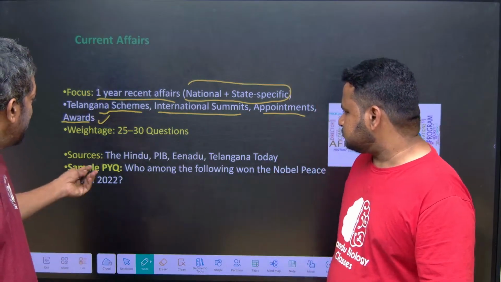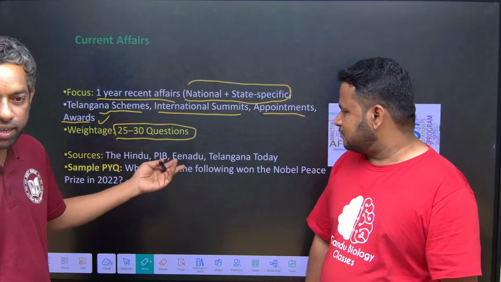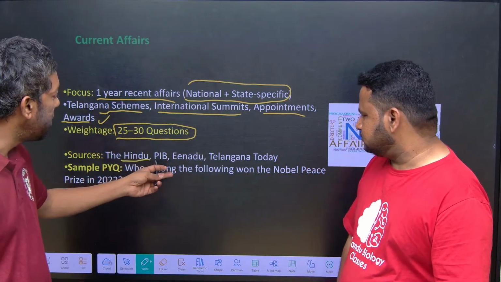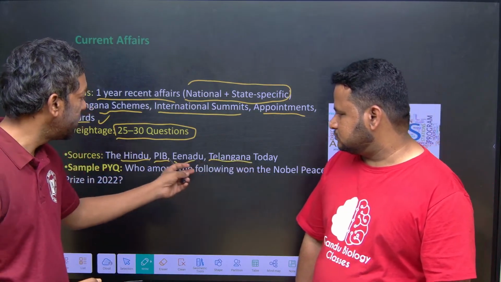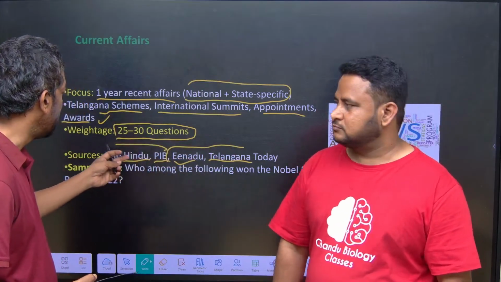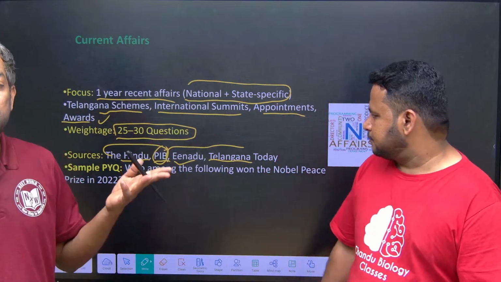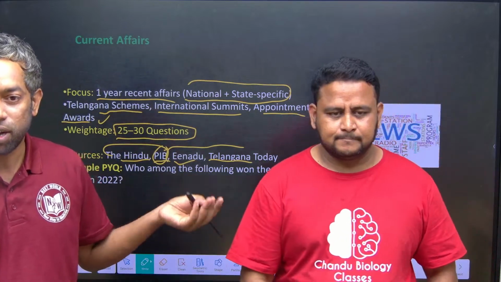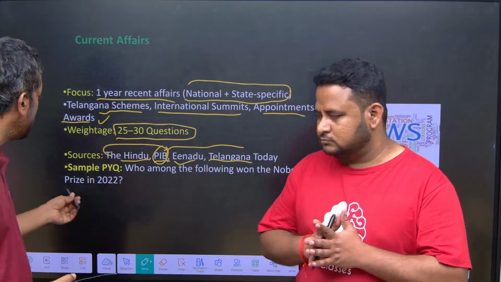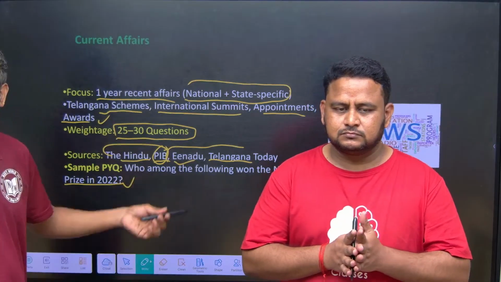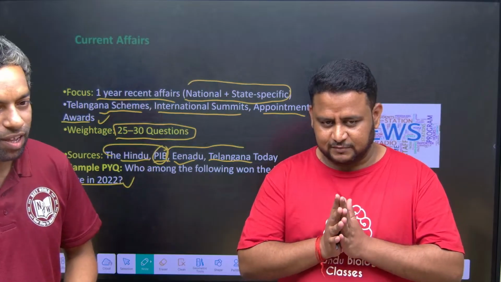Next, the weightage is 25 to 30 questions. The sources for current affairs are The Hindu paper, Press Information Bureau, and Eenadu and Telangana Today; these are the local papers, and those are the national ones. PIB, Press Information Bureau, is the government magazine. There are certain acts and policies as well. A sample question is the Nobel Peace Prize, which they did ask in the 2023 paper, a 2022 event. So the Nobel Prize is a favorite topic.